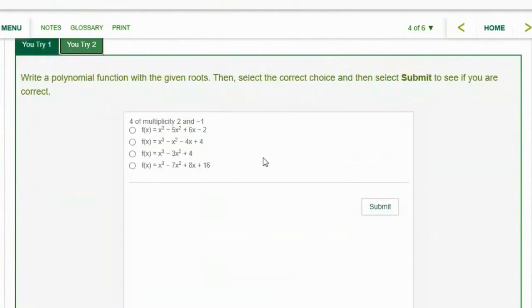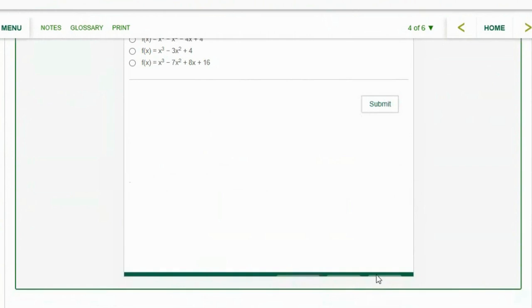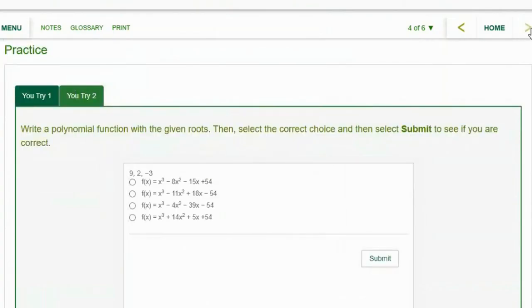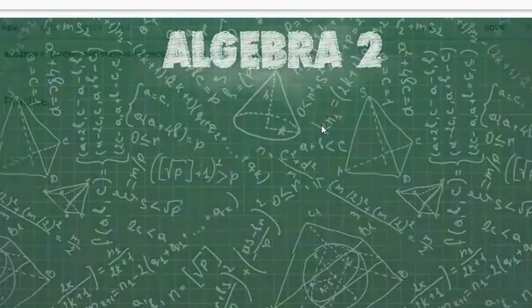When you try to write a function with these roots, it gives you 4 of multiplicity 2 and -1. So that's going to be 2 4s and a -1. So it's going to be some x to the third equation. Just got to figure out which one. I don't know how many there are there. If I just guess one, let's see. Hey, I just guessed the right one. There's three problems there. And then the next page of practice problems.